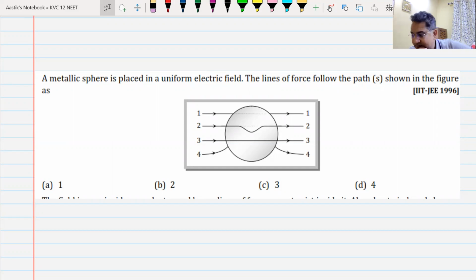And the answer is line number 1, line number 2, line number 3, line number 4. Abhiram thinks it is 4.